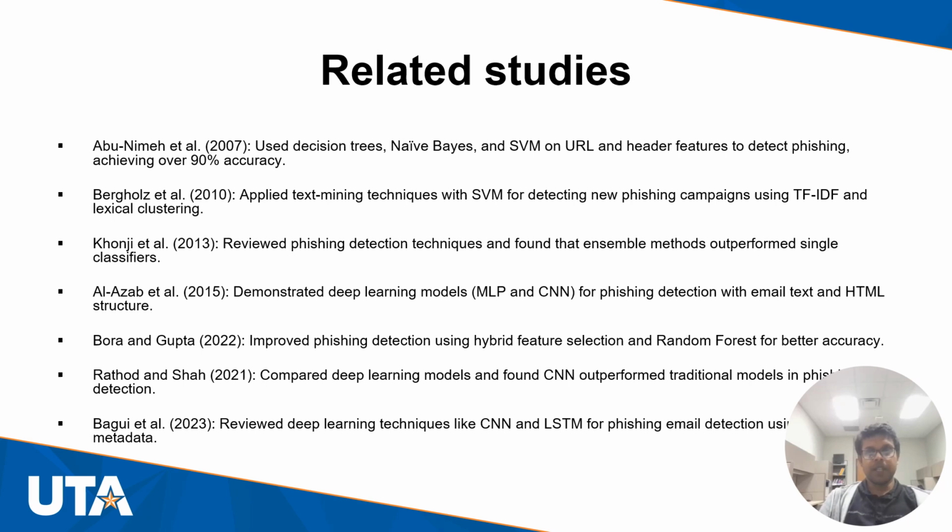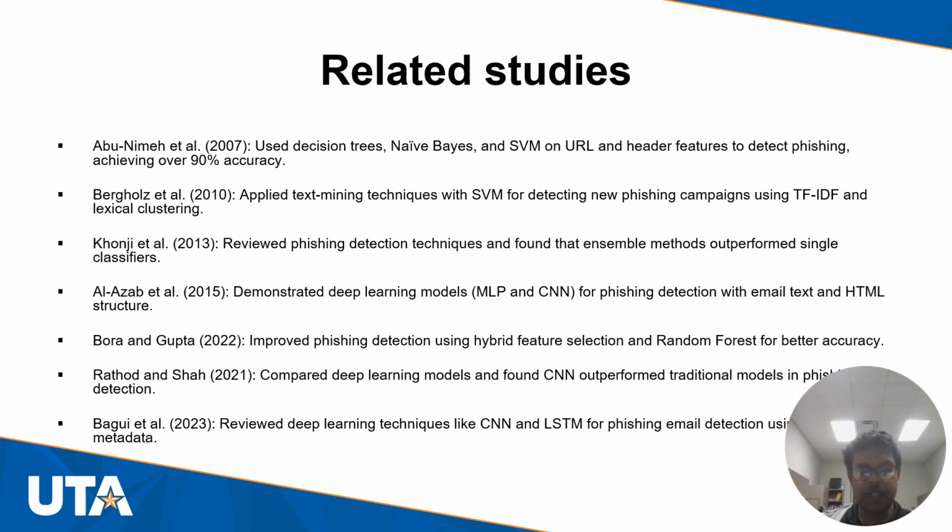So there are some related studies. This is some of the literature review that I found from different searches. For example, in 2007, Abu Nima used decision trees and naive Bayes SVM on URLs, not on the text, to identify phishing emails. And then in 2010, Benghazi applied a text mining technique with SVM for detecting new phishing campaigns using TF-IDF.